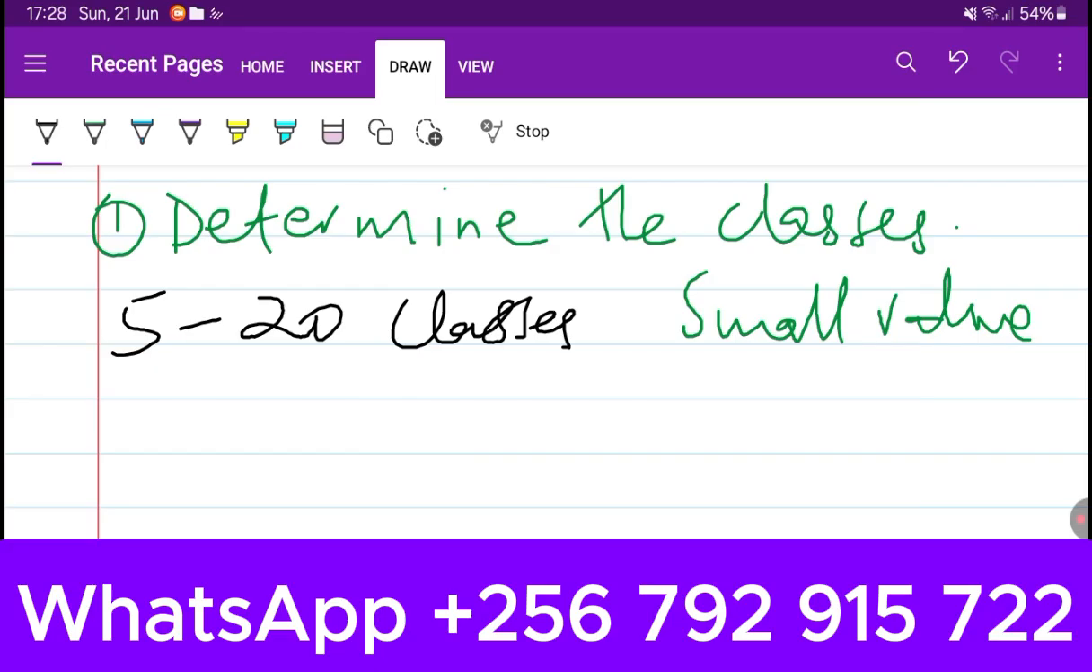So you define some classes. We've said if you are defining, there should be at least 5 to 20 classes. That is how you can define.